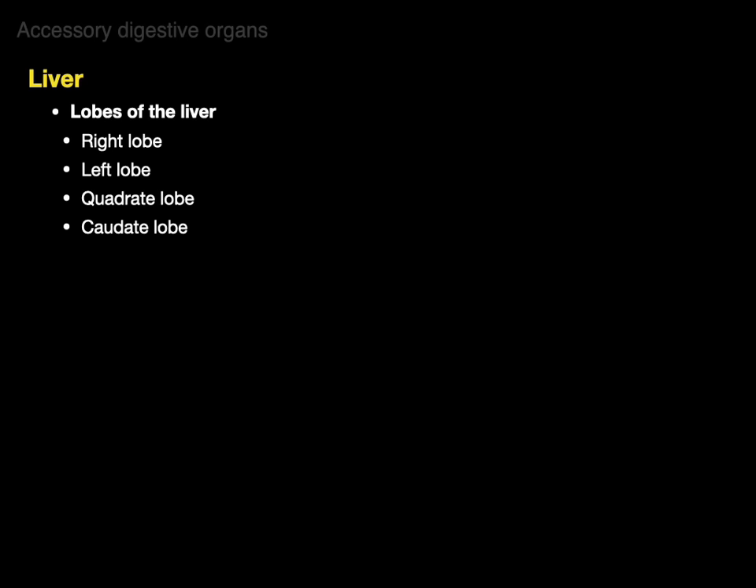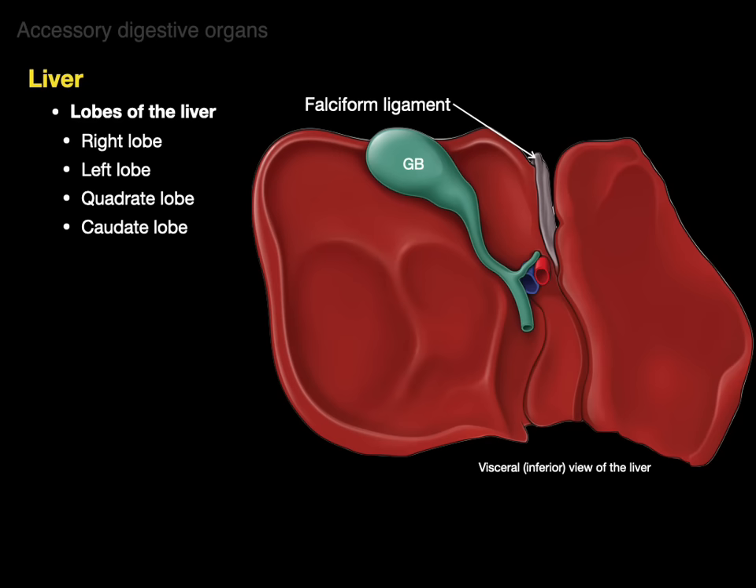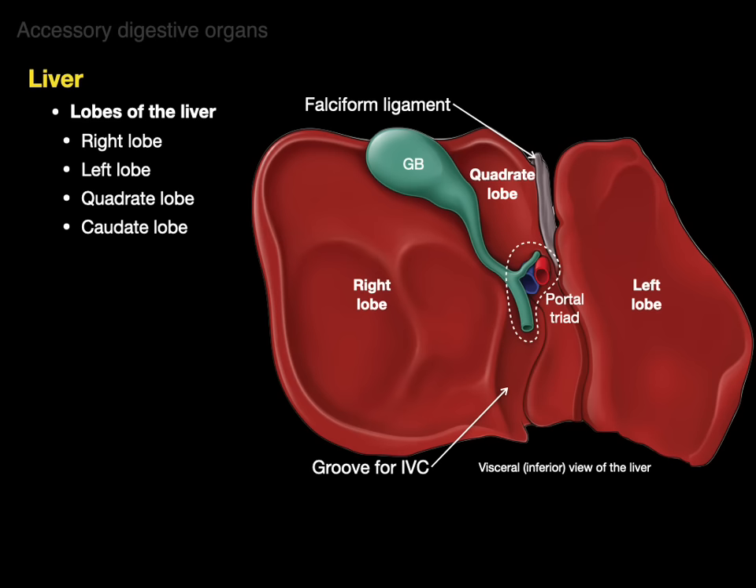There's the falciform ligament and the gallbladder, and there's the portal triad, more on that later, and that's the groove for the inferior vena cava. To the right of the gallbladder is the right lobe. To the left of the falciform ligament is the left lobe. Between the gallbladder and falciform ligament is the quadrate lobe, and between the inferior vena cava and the left lobe is the caudate lobe. They are the four anatomic lobes of the liver.